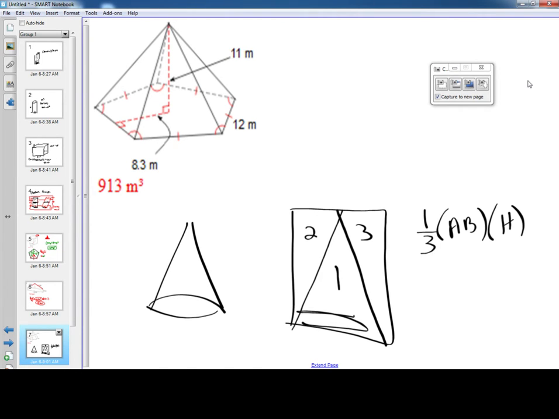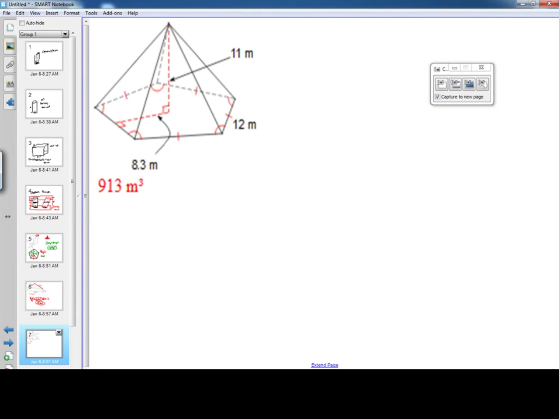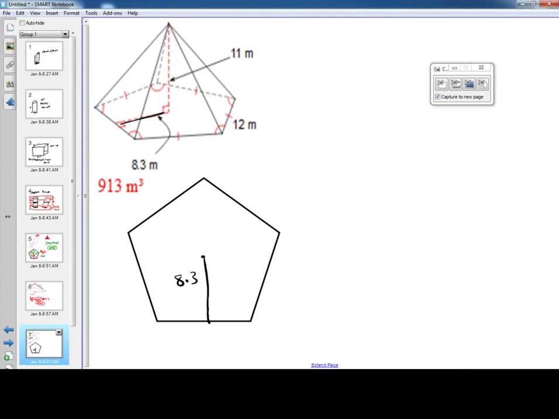So if I'm going to do this problem right, then I'm going to pretend that this was a right geometric solid with a pentagon base. So I'm going to find the area of the base. The base is a pentagon. They gave me this here, did they? Oh, there we go, the little arrow, thank you. So I've got that, which is 8.3. And I have the side length, which is 12.